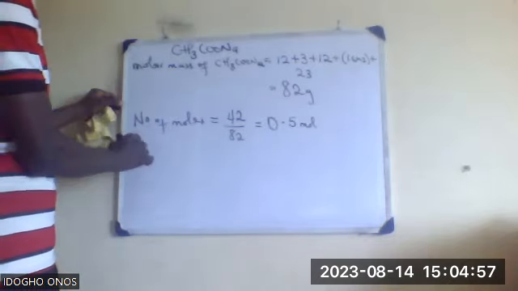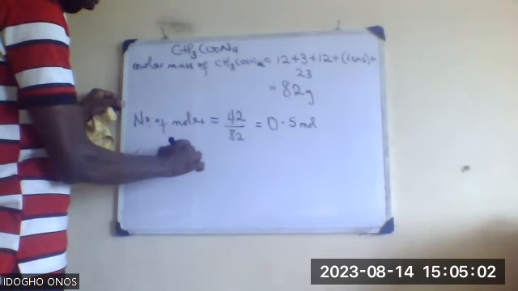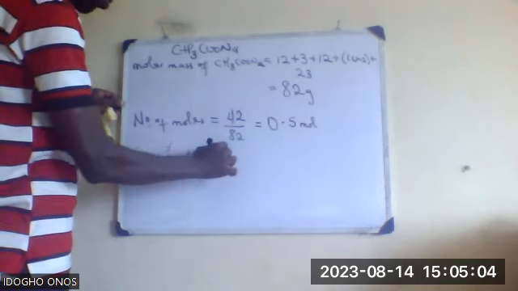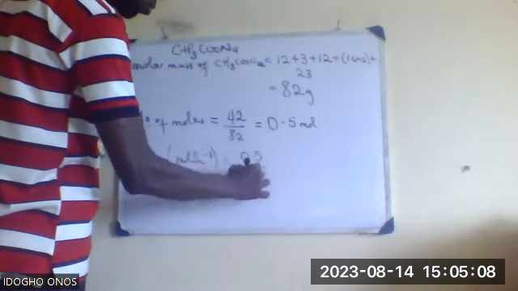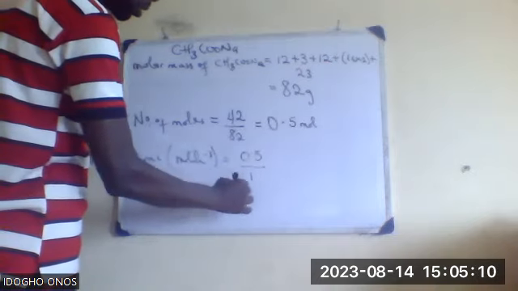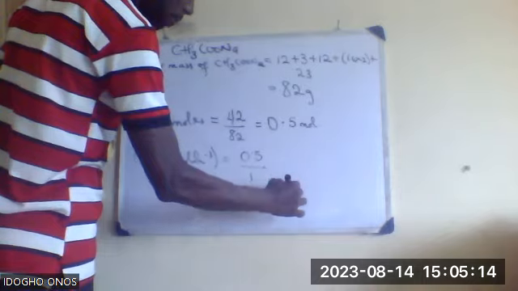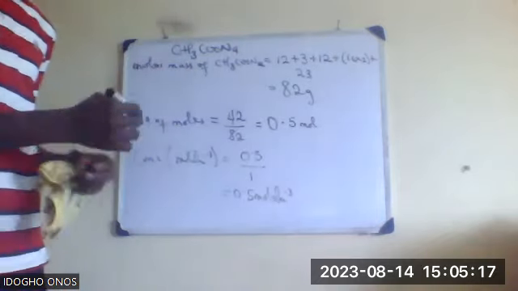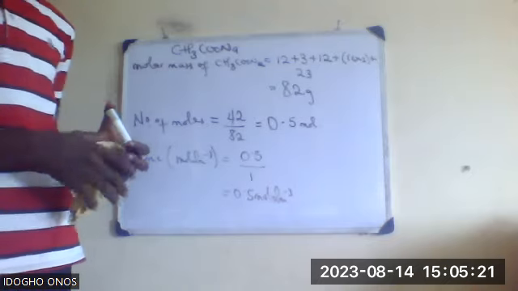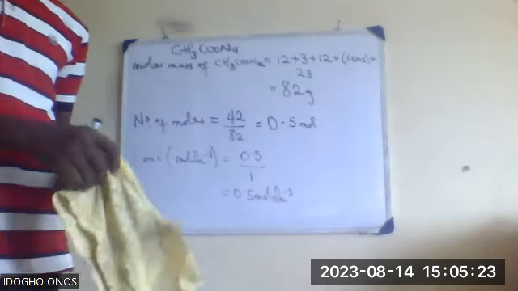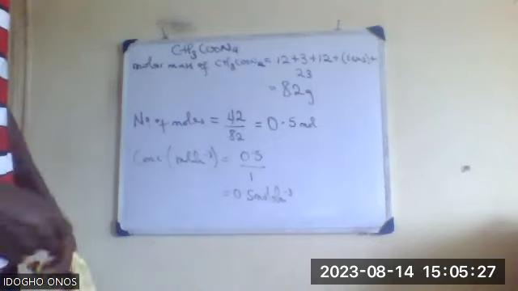Then I will now say concentration in mole dm cube will now be 0.5, which is my mole, over volume, which was 1. And that still gives me 0.5 mole dm cube. So that is my concentration. Any question? No question. Okay.